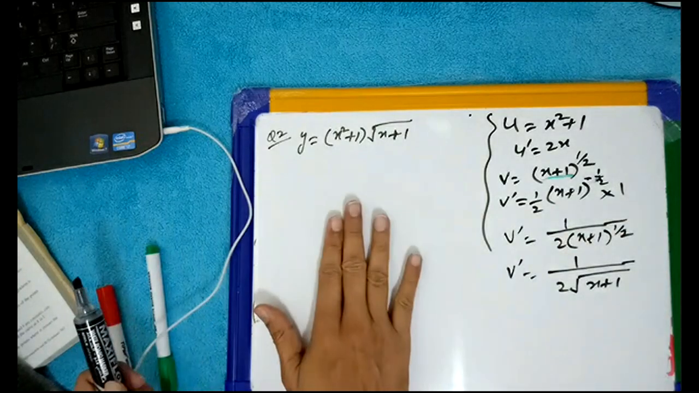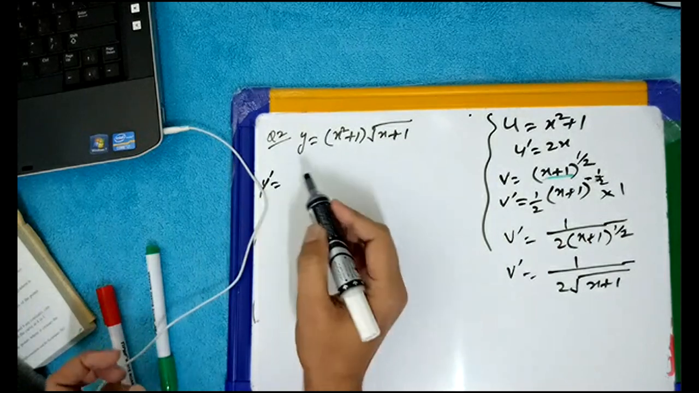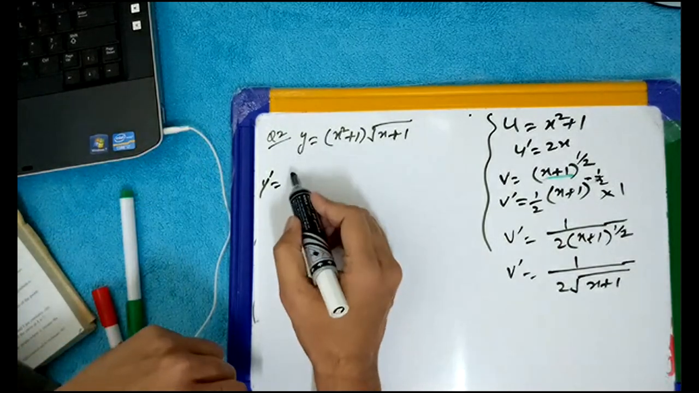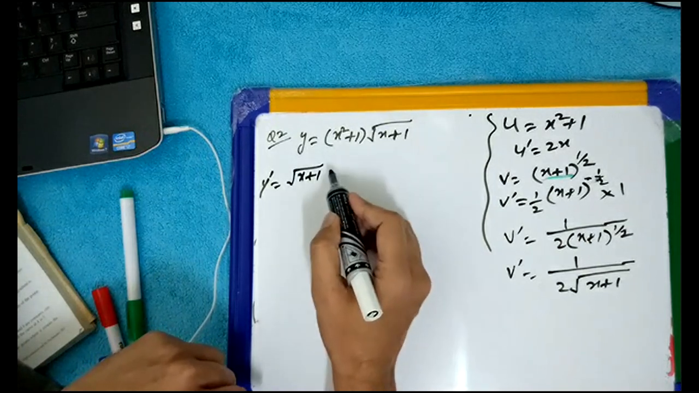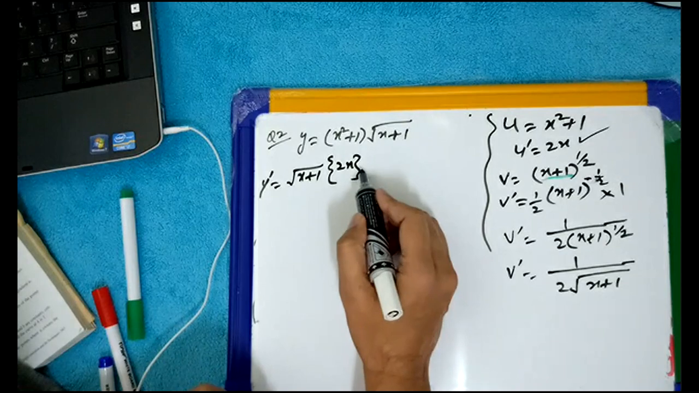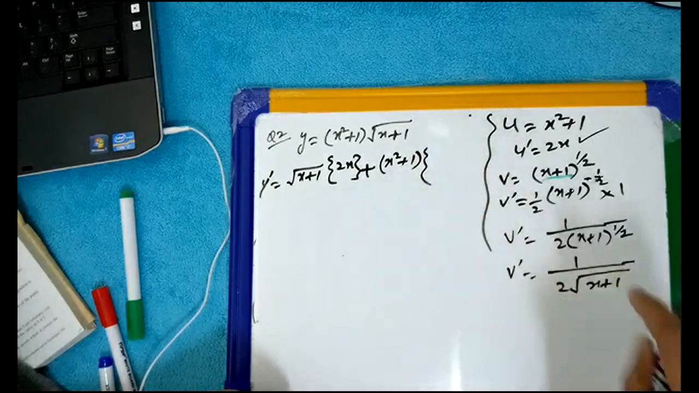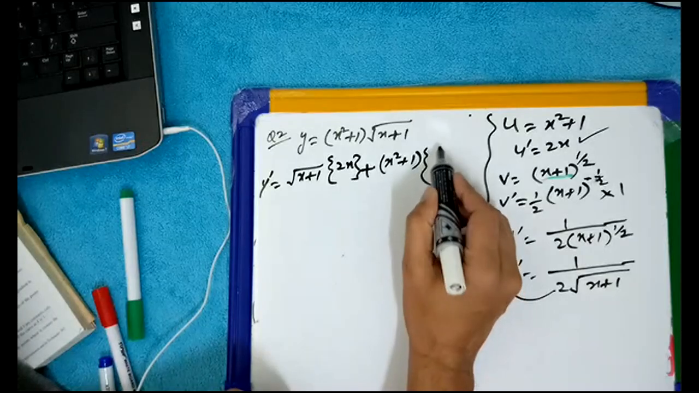So over here, first we will take v. y dash equal to v, v is x plus 1 and u dash is 2x. I write here v u dash. Then you have to do v dash: x plus 1, x squared plus 1, v u dash plus u v dash. This comes after some practice. Okay. v dash is 1/2 under root x plus 1.